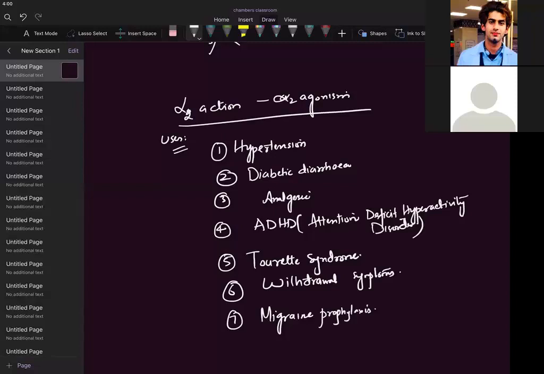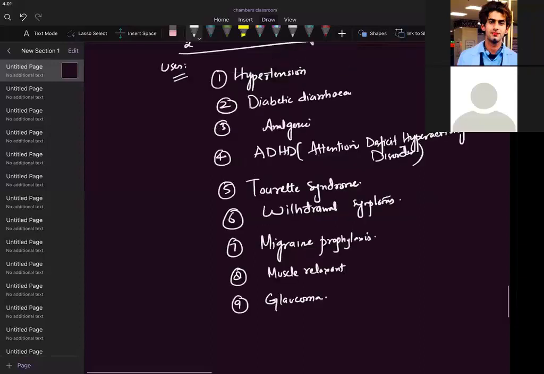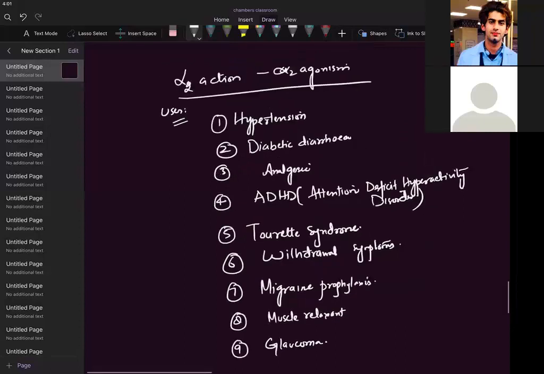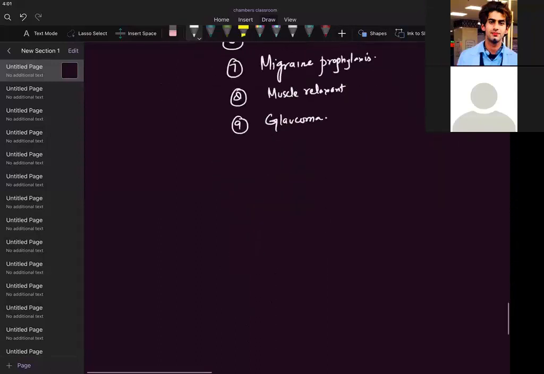We are also using it as a muscle relaxant. Number 9, used for glaucoma. And if I go to anesthesiology, we use it as pre-anesthetic medication, as sedation, as a sedative.